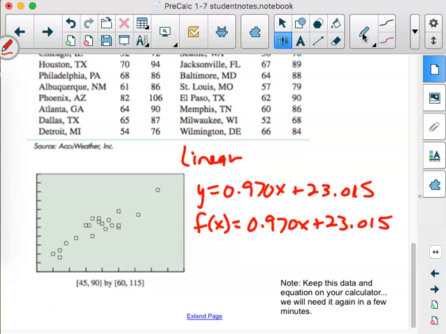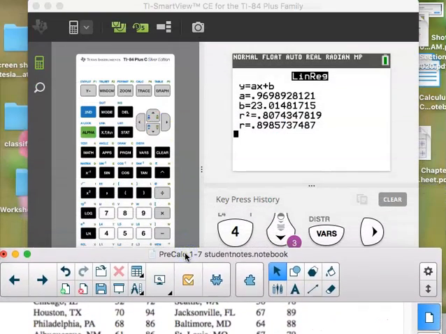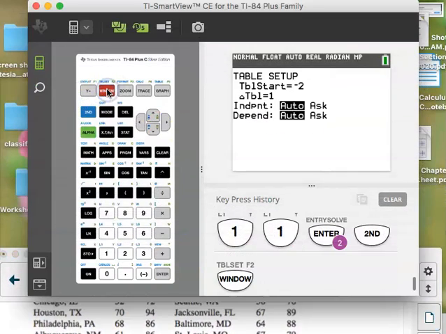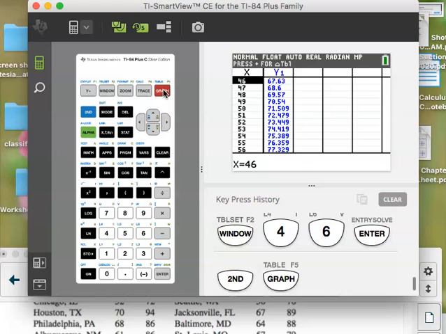Use this function to predict the high temperature that day for Madison, Wisconsin, given that the low was 46. Well, our x's were the lows. So what we would need to do is put a 46 in for x and then crank that out on the calculator, or we can go to the table feature, second window table set, and start it at 46 and then hit second graph and see that it's 67.63.